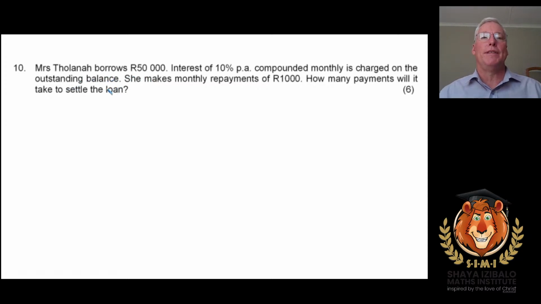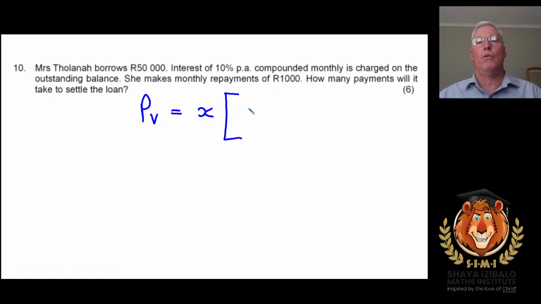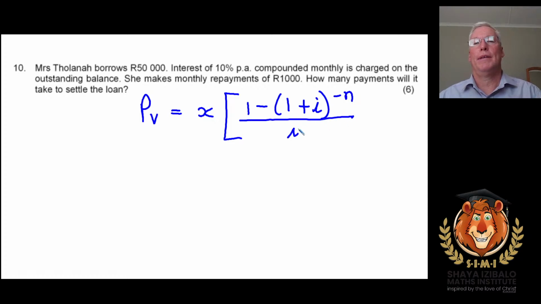She borrows 50,000 rand. Interest of 10% per annum is charged, and she makes monthly payments. Okay, right. So it's a loan, so we're going to be using this formula: PV = x times (1 minus (1 plus i) to the minus n) over i.